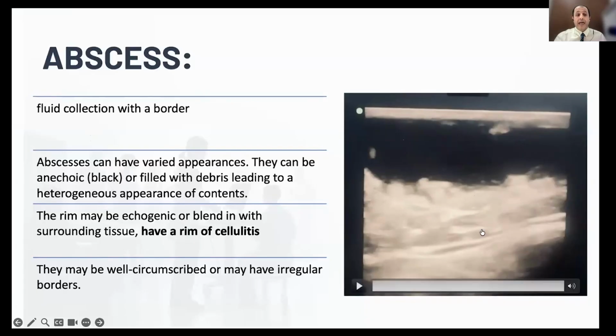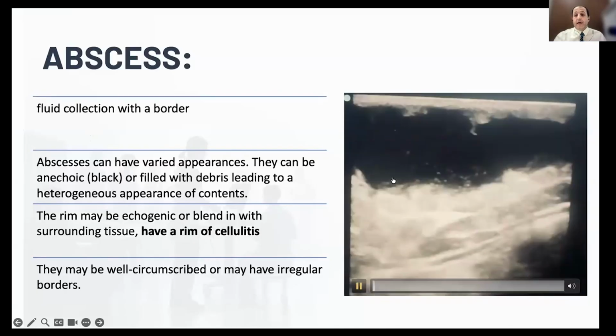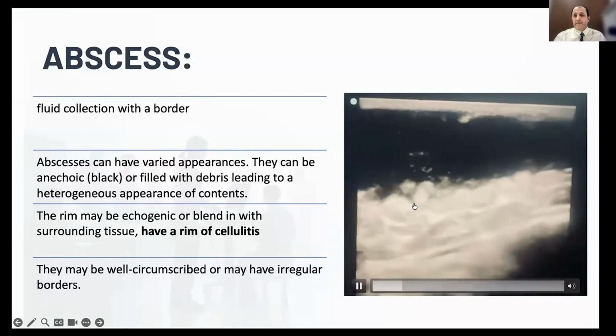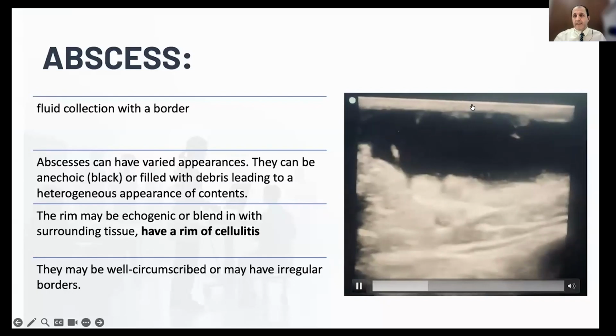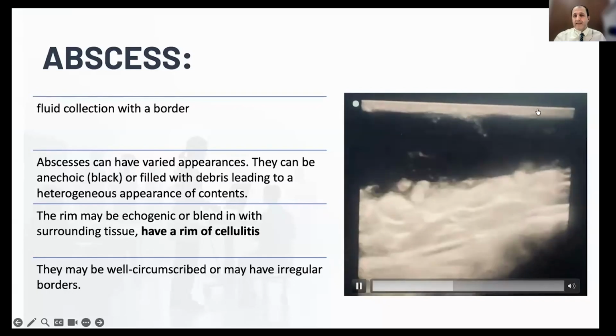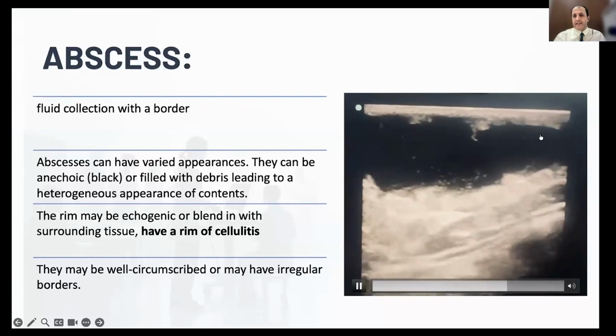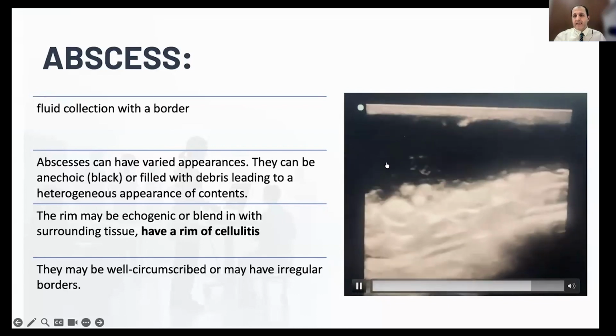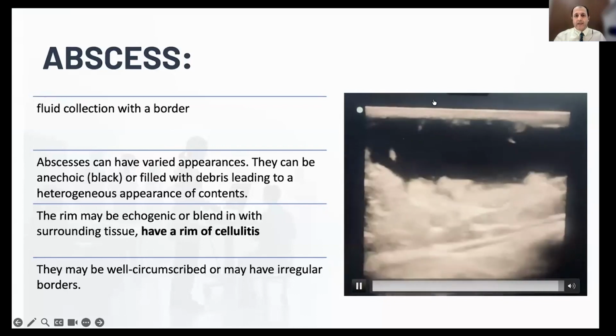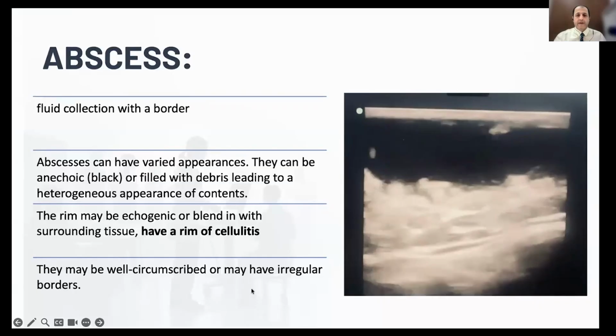Sometimes we have a rim of cellulitis. Some of them are well circumscribed, or some of them have irregular border. If you see here in this video, there is a border, there is a dermis, and there is an abscess just immediately under the skin, and there is some debris inside this pus accumulation. So it's a typical case of abscess.